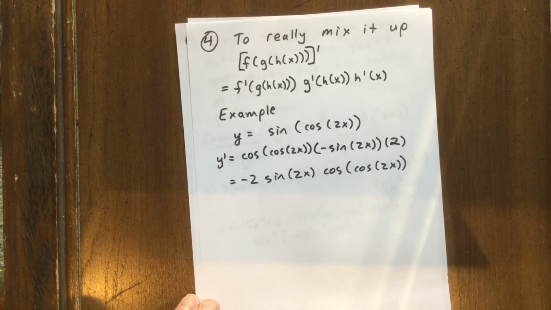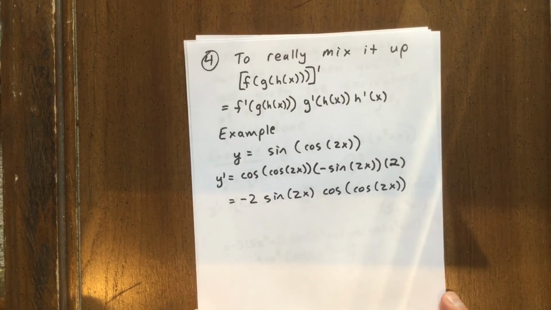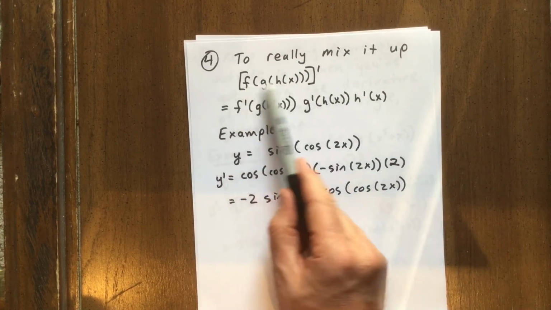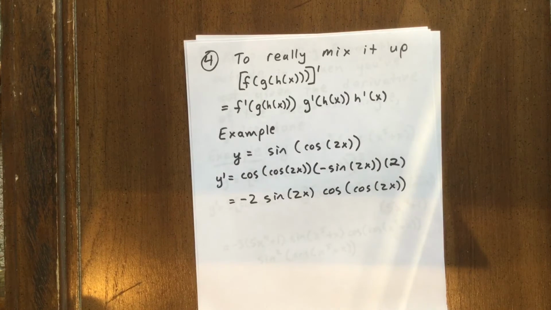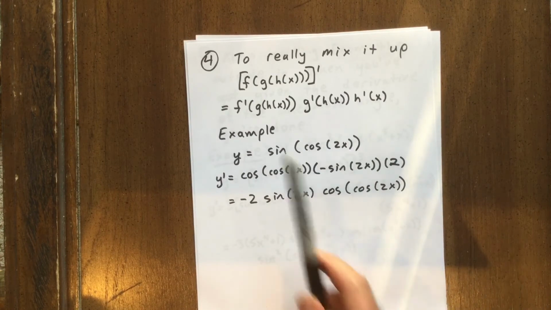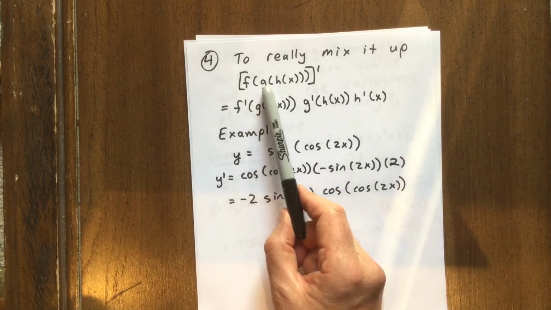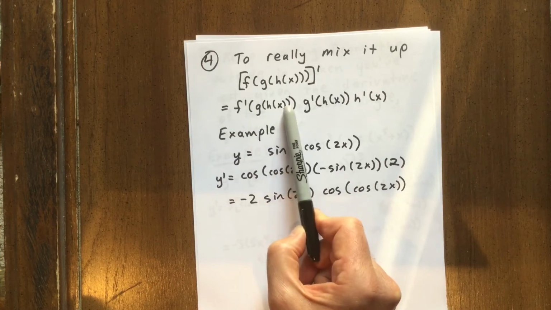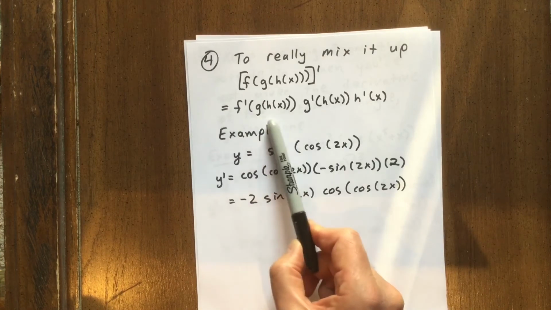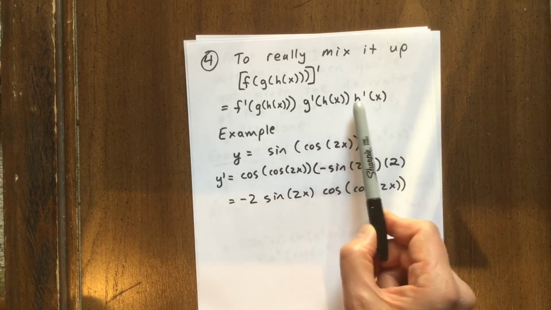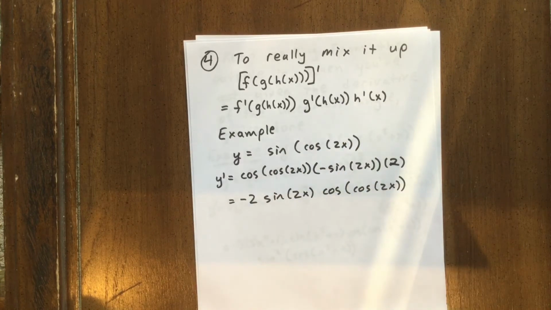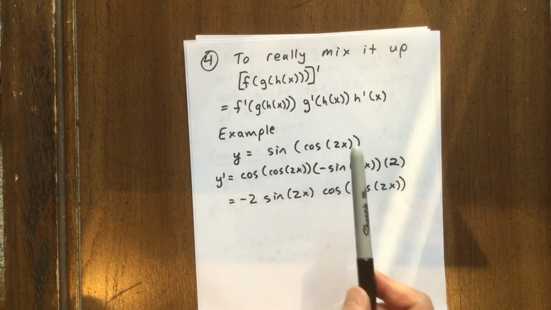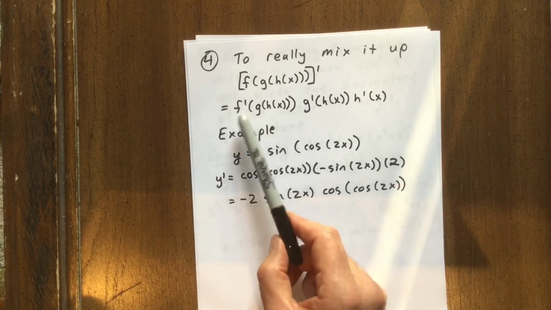Now let's really mix it up. If I gave you a composite function with 3 functions, so in other words, f of g of h of x, the derivative of that would be f prime g of h of x times the derivative of g of h of x, which, as we've already said, is g prime of h of x, h prime of x. So the chain rule, you go from the outside in and you keep on going until you're done.